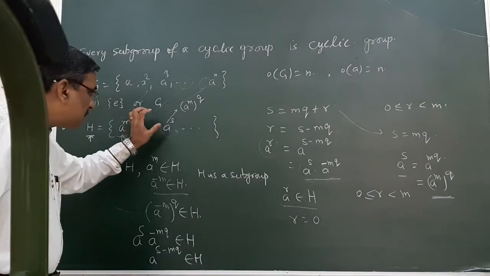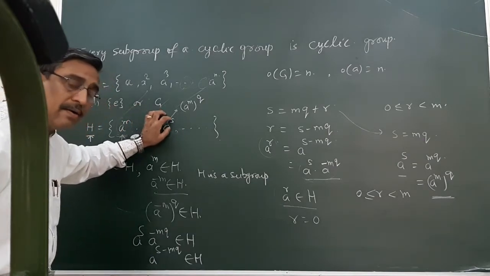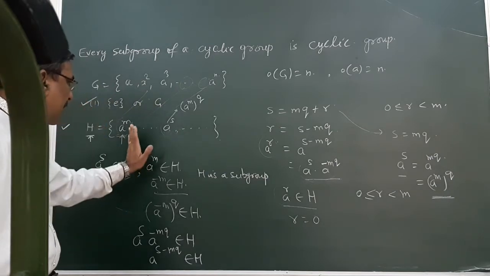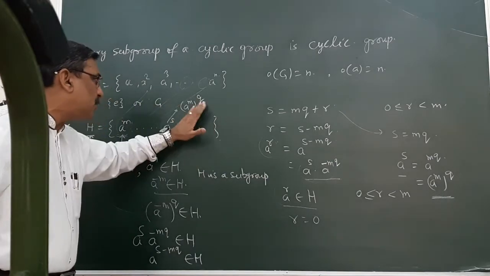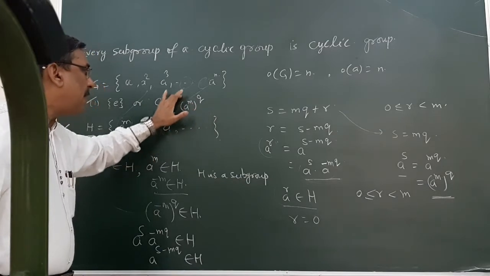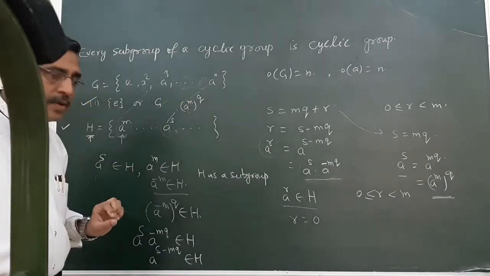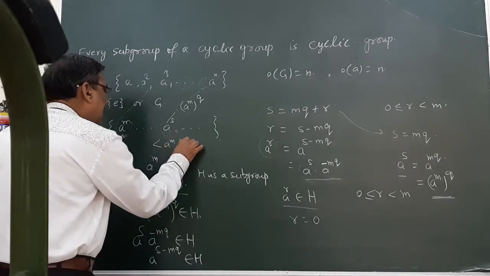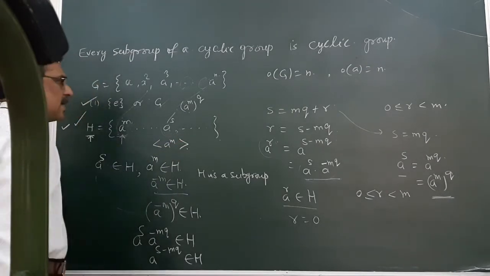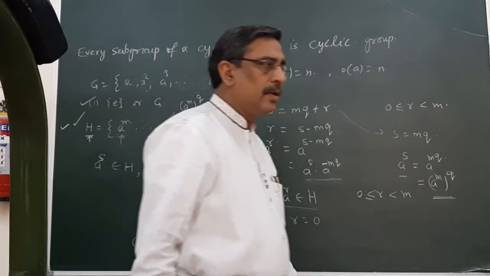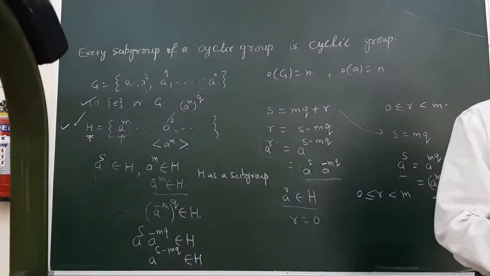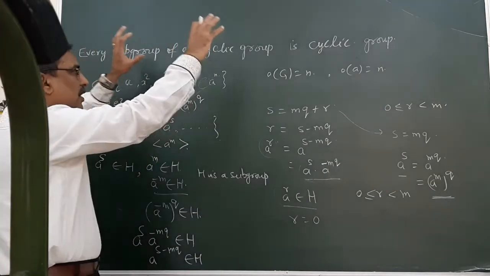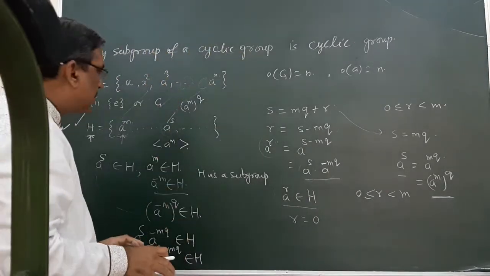Hence, we have taken A^S as an arbitrary element. Therefore, any element of this can be expressed as an integral power of A raised to the power m. So its generator is A^m, and hence H is a cyclic group. Thus, we may prove that every subgroup of a cyclic group is cyclic.